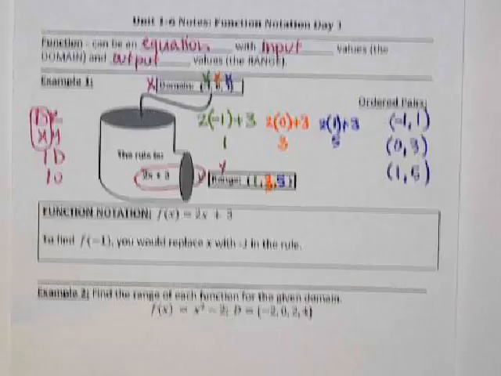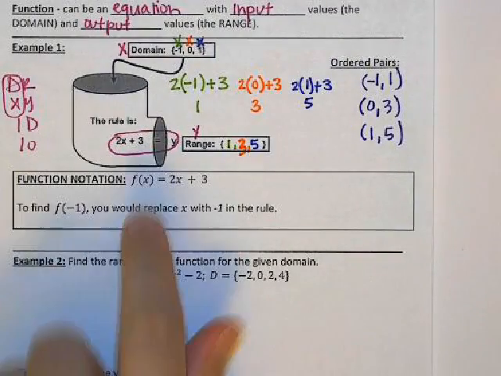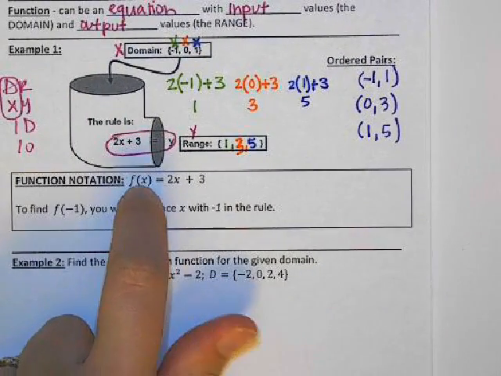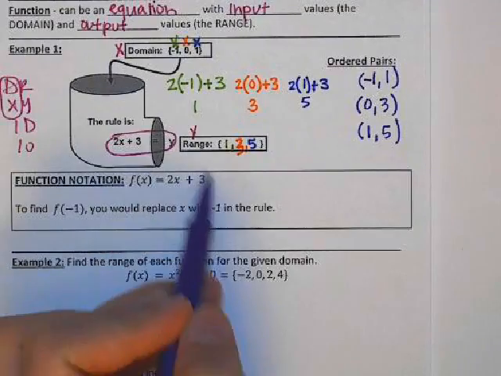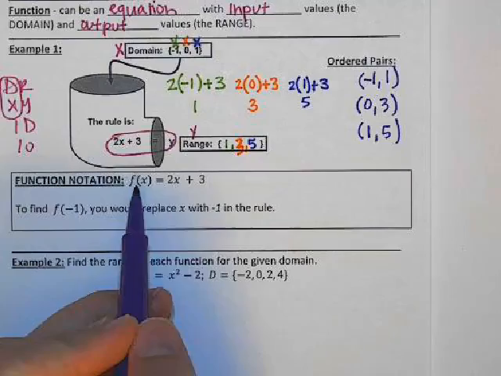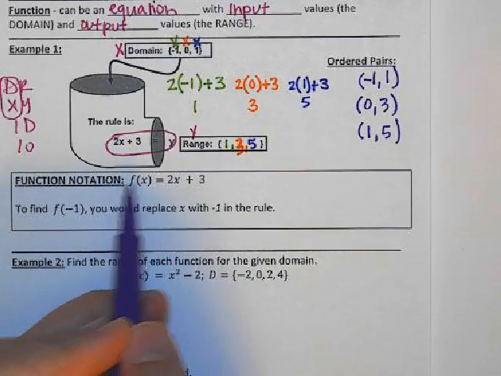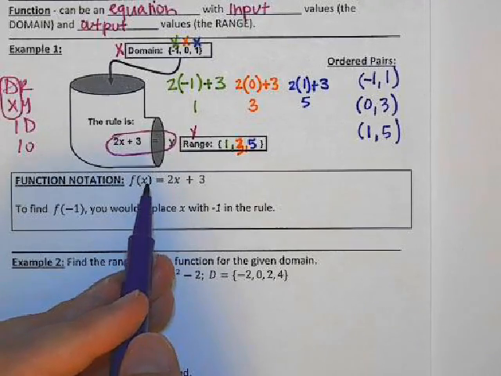Okay, let's talk about function notation. So this is the algebra part. This is your Algebra 1 part. Okay? So function notation is this right here, f of x. What does f of x really mean? If this was an equation, what would this represent? Blank equals 2x plus 3. What would this be? Your y. Yeah. So f of x is really your y.